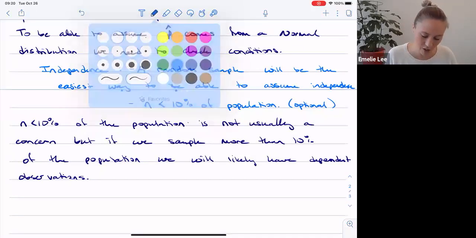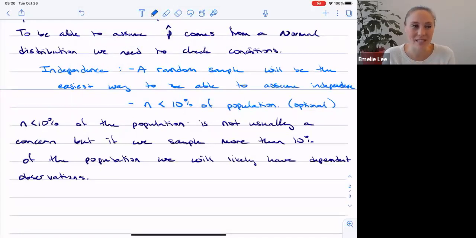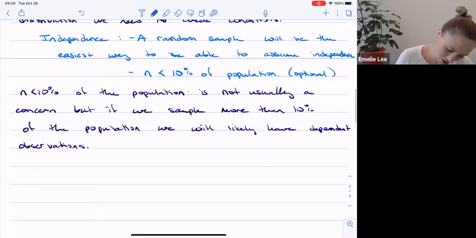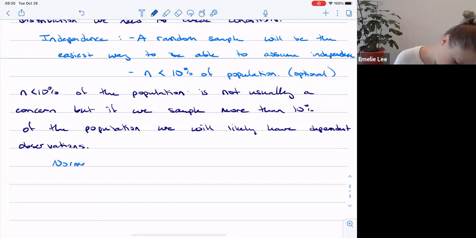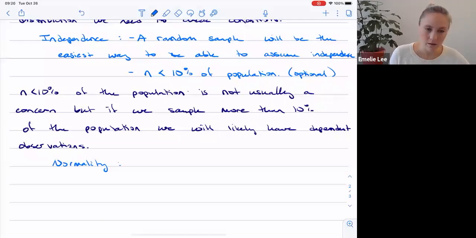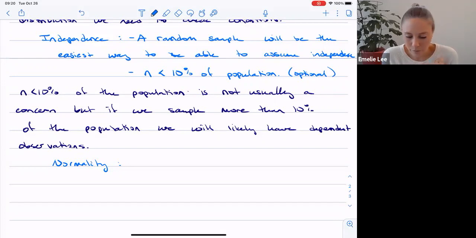Okay, so then the next condition that we have to check is the normality condition. The independence condition is that you have to have a random sample, and ideally it's less than 10% of the population. And then the normality condition comes from: I have to have an expected number of successes more than 10, and the expected number of failures more than 10. And that's a count of 10, right? It gets confusing with the 10% of the population and then a count of 10, but once you've done enough of them, it starts to flow a little nicer.